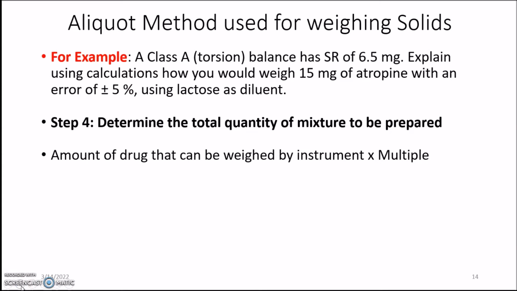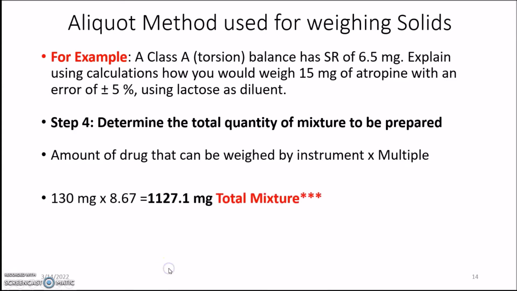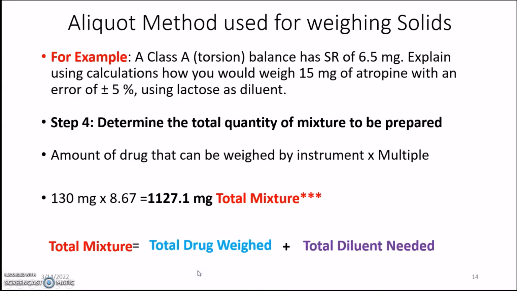So step 4 says we need to determine the total quantity of mixture to be prepared, and the amount of drug that can be weighed by the instrument times the multiple is how we obtain that. So the multiple is 8.67 and the amount of drug that we are going to weigh is 130. So the total mixture will be 1,127.1 milligrams. What does this mean? It means that the total drug to be weighed plus the diluent is going to give me 1,127.1 milligrams.